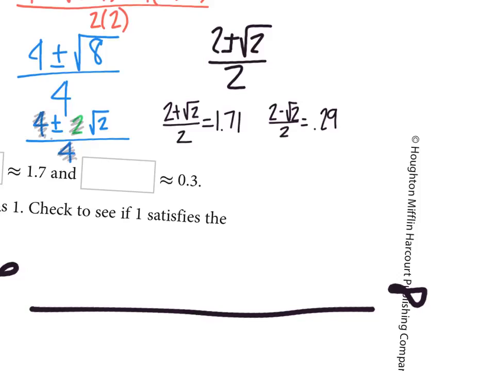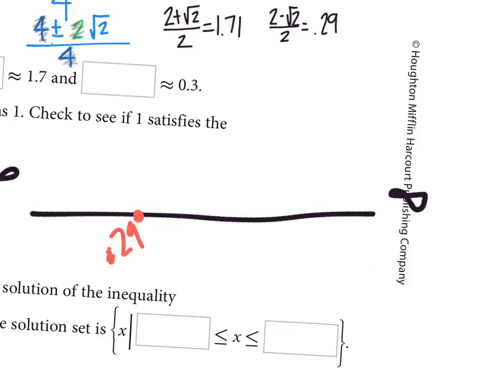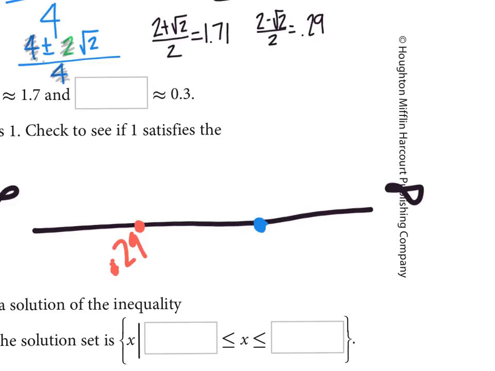So I have 0.29 as one of my x-intercepts. I'm going to put that over here. And then I have as my other x-intercept 1.71. So 1.71 would be on the other side. All right, so now I need to sketch my graph. Well, what is my graph going to look like?